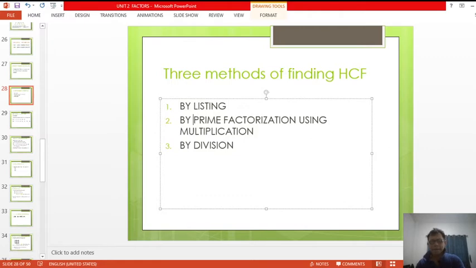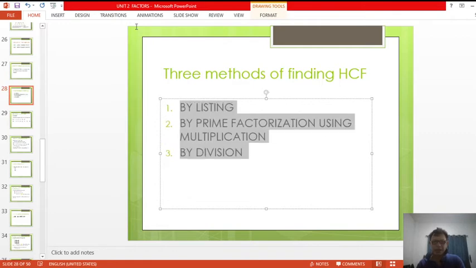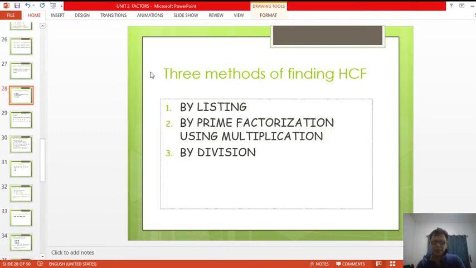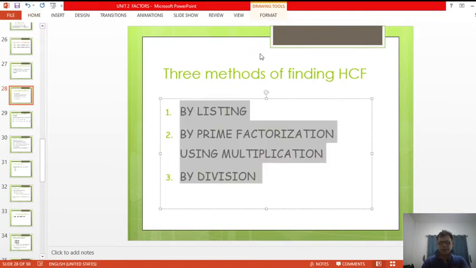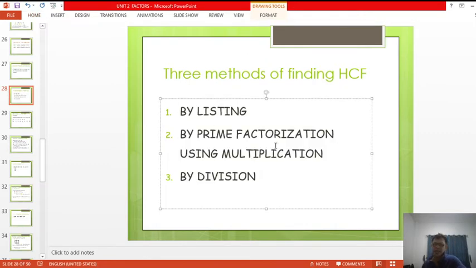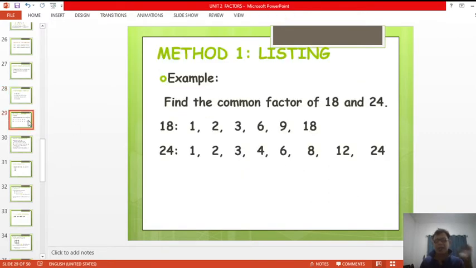Methods of finding HCF. So these are the three methods: by listing, by prime factorization using multiplication, and by division. Let's start with method number one.